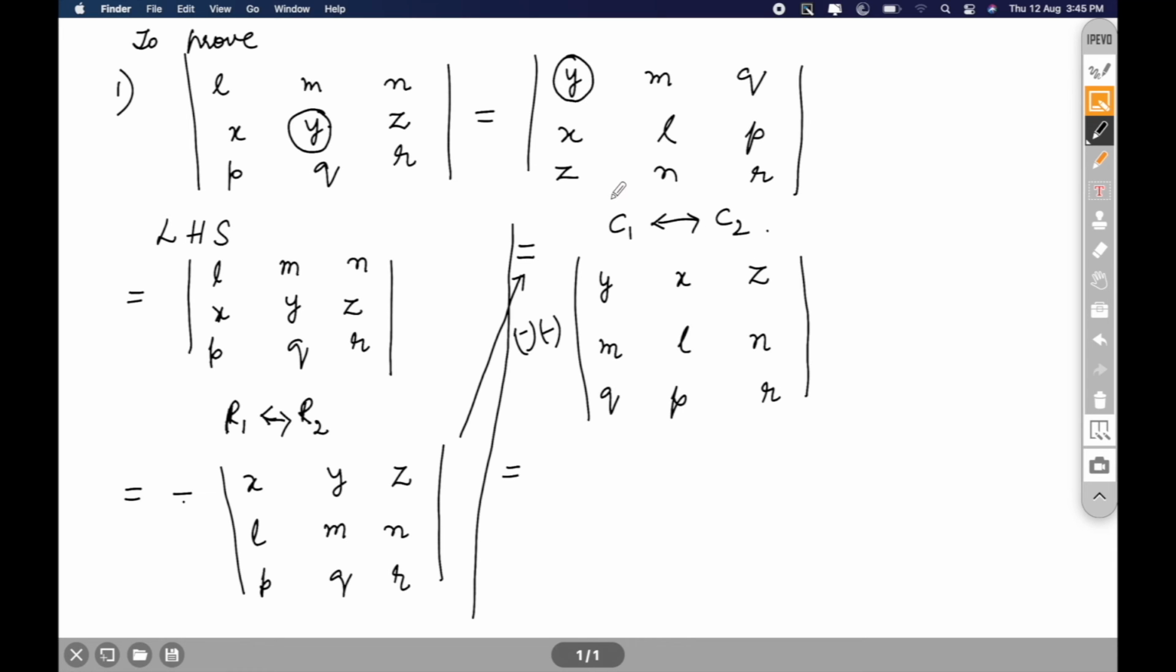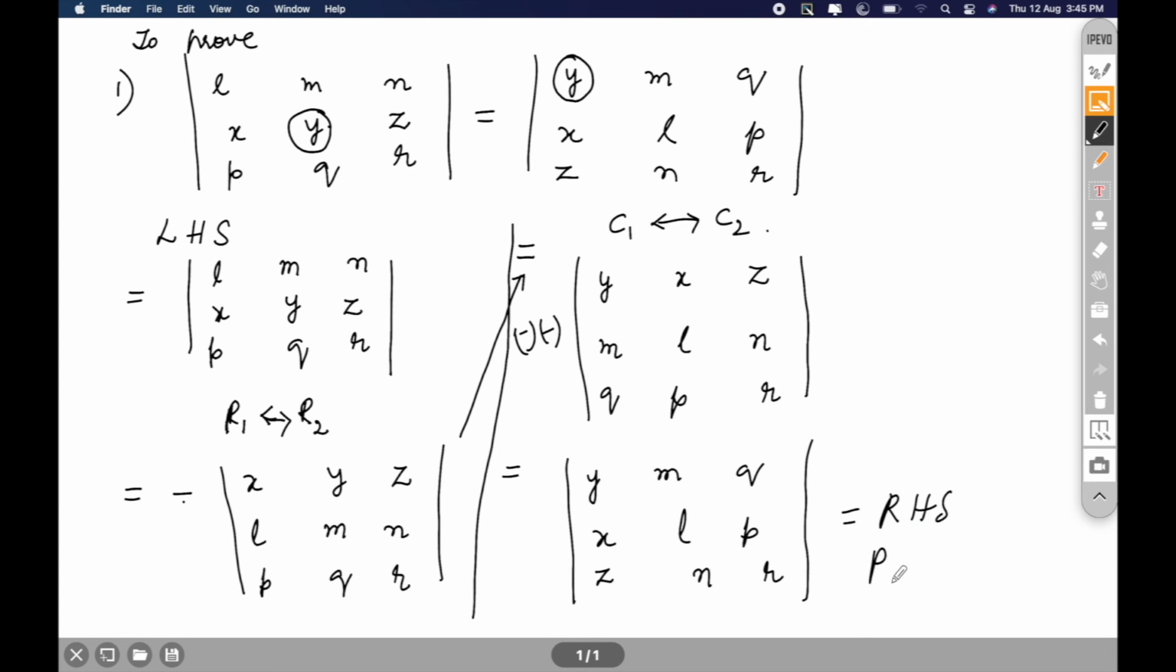That means I can think of the property: interchanging all rows and columns of a determinant does not change the value of the determinant. So let us interchange all the rows and columns now. The first column will become the first row. Second column becomes the second row. And the third column becomes the third row. So this is how we have obtained the right hand side, and by application of property we have proved it.